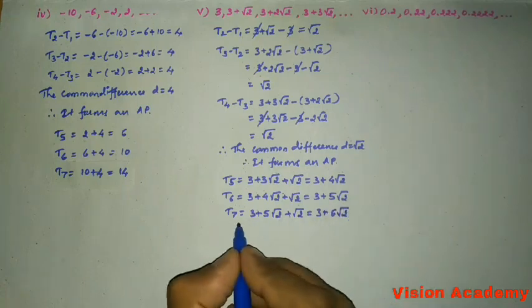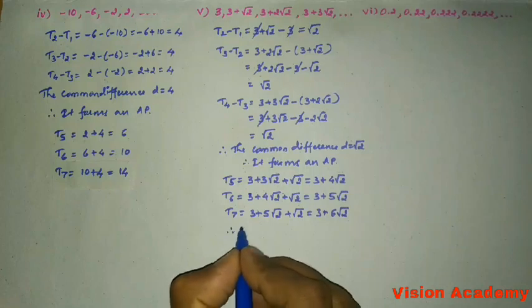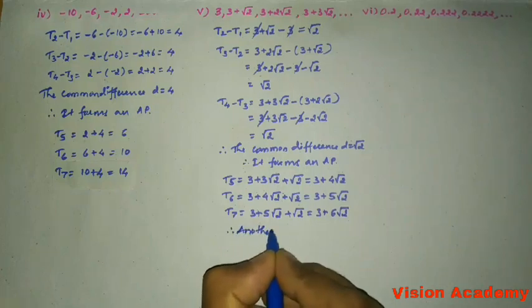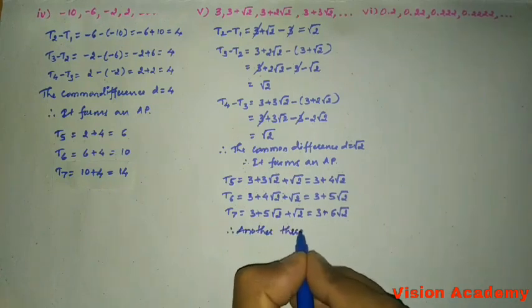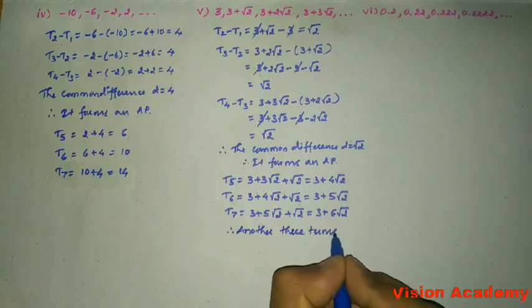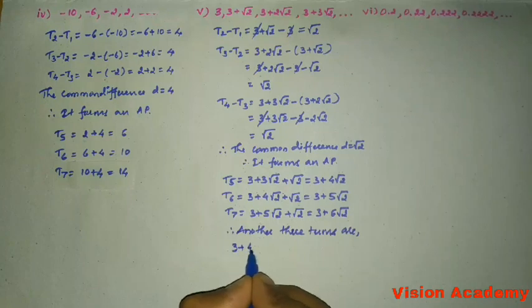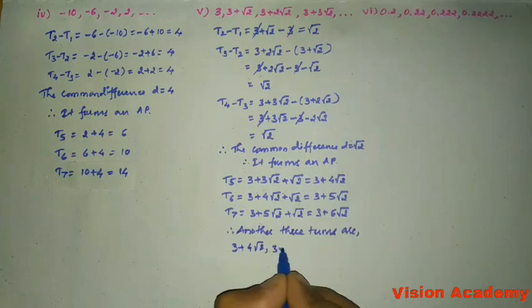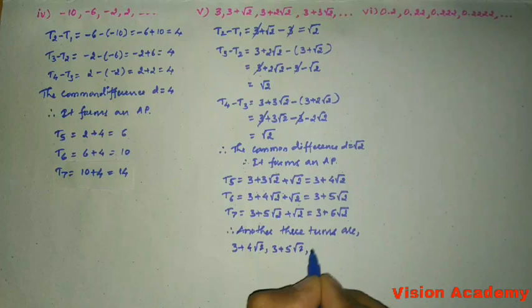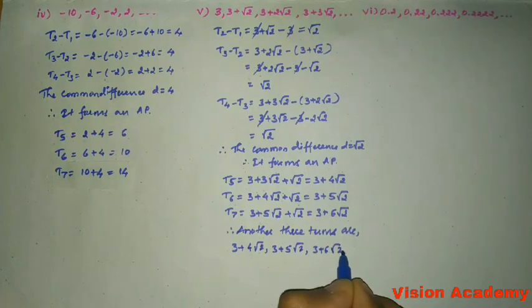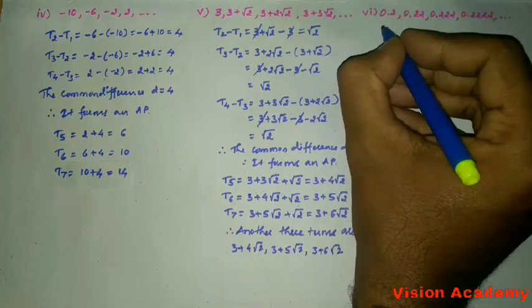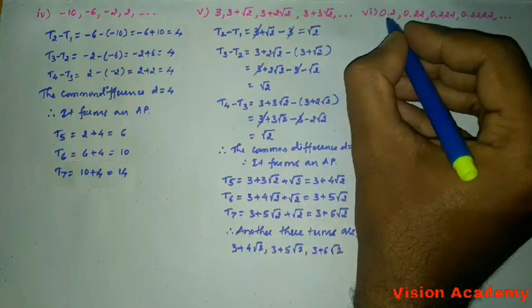So therefore the next 3 terms are 3 + 4 square root of 2, 3 + 5 square root of 2, and 3 + 6 square root of 2. Now let us move on to question number 6.